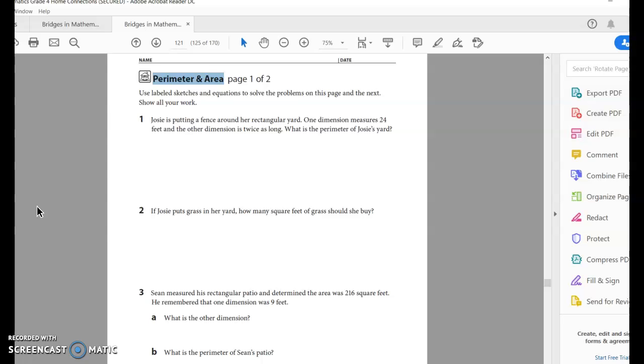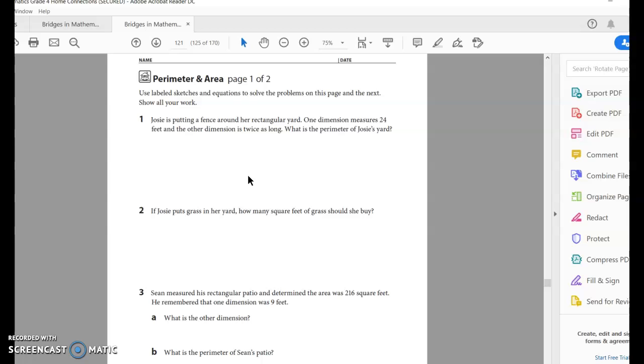Okay? So, for today's homework, you're going to be using labeled sketches and equations. I need to see both. I need to see the equation to solve for the formula. I need to see the equation to solve for the area and the equation to solve for the perimeter. All right. And please make sure you're showing all your work, whether it's here or on a whiteboard.